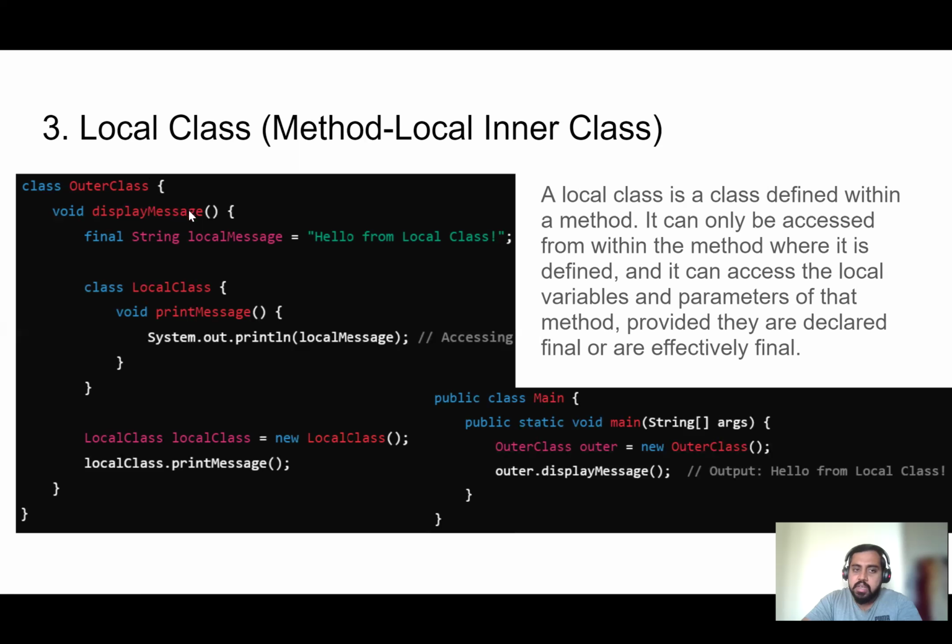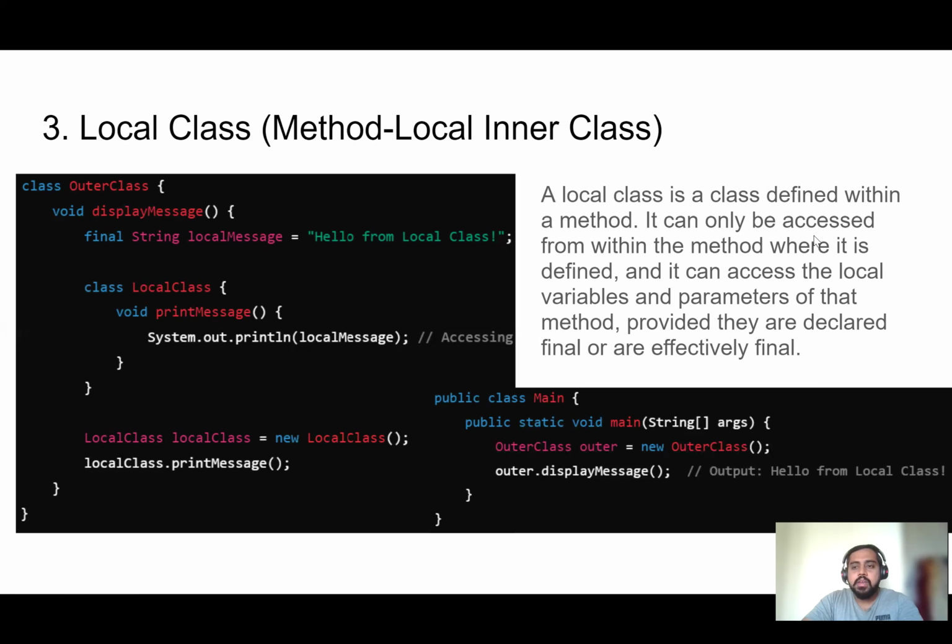In this method body, I've created an object of the local class and I'm calling print message. This print message accesses the final variable, local message. The criterion of a local class is that it can only access final or effectively final fields of the method. If the outer class has any field, this local class can't access it. It can only access the fields declared final inside the method where it belongs.